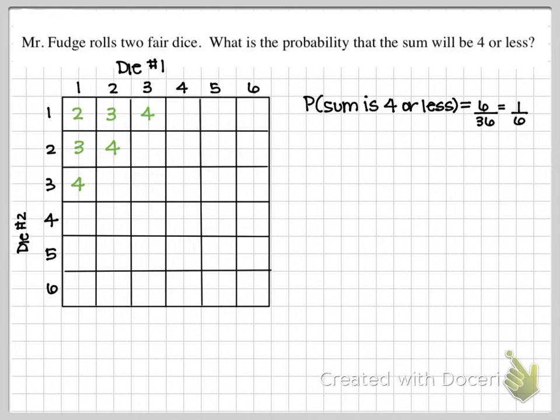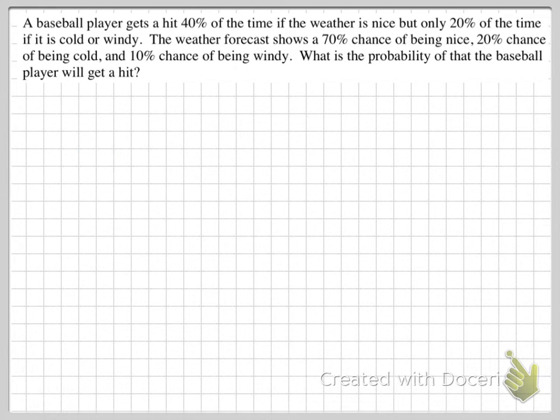I also know that there are going to be 36 of these boxes because it is 6 by 6 dimension-wise, if you want to think about it that way. So I've got 36 total boxes, and out of those 36 boxes, it looks like 6 of them are going to give me a sum that is 4 or less. So I'm going to count up all of the green boxes. It's going to give me 6 out of 36, which I know can be simplified to 1 out of 6. Okay, let's take a look at the next one.